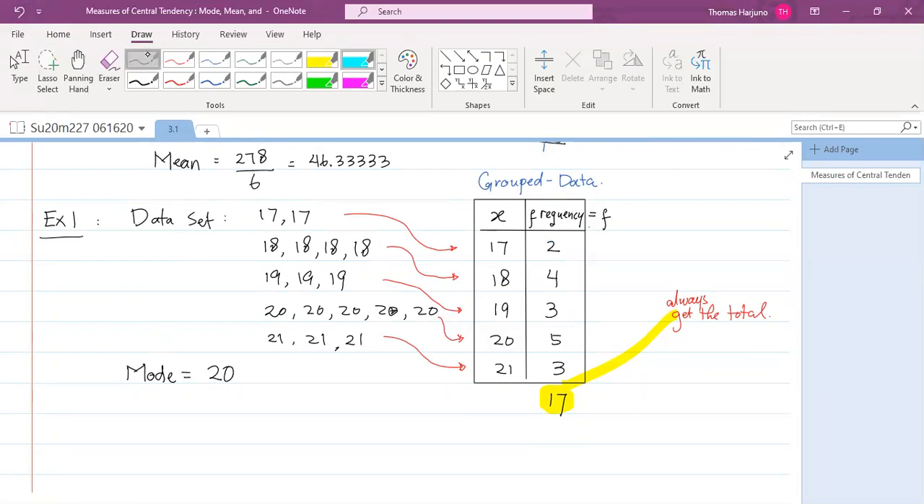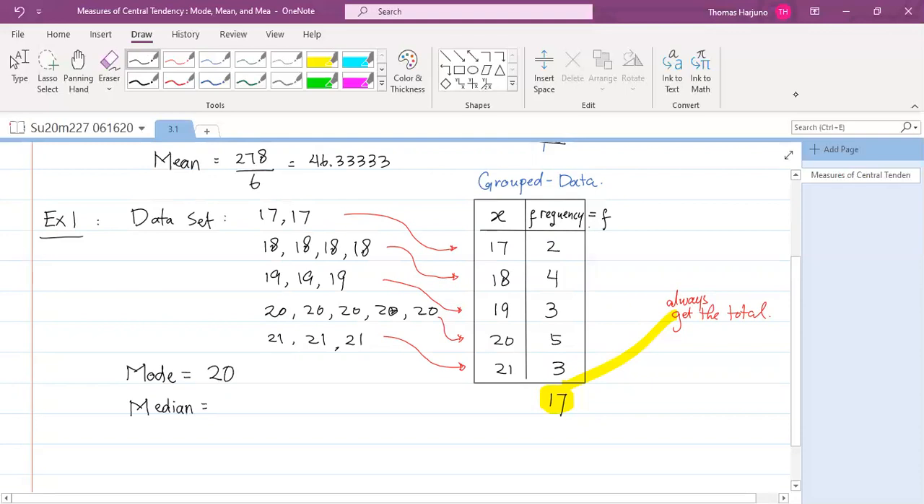Now, how about the median? This one you need to pay attention to. The median, 19? We don't know yet. We do not see the median from here, because this 17 is not happening only once, 18 not only once, 19 not only once. No, we need to do some little computation.